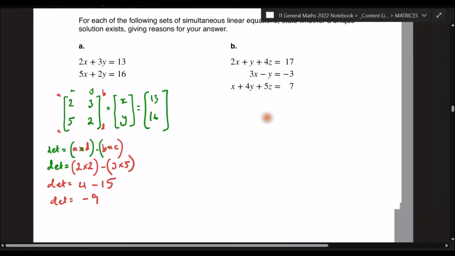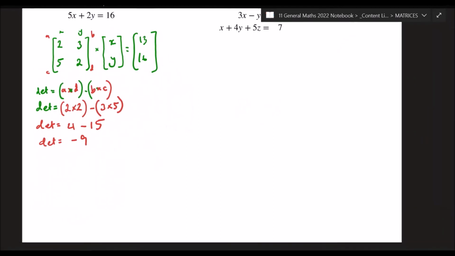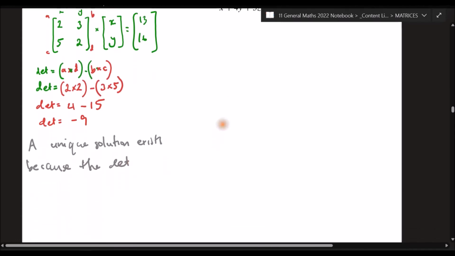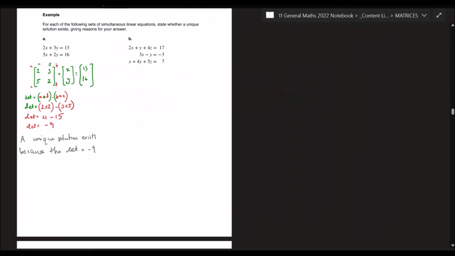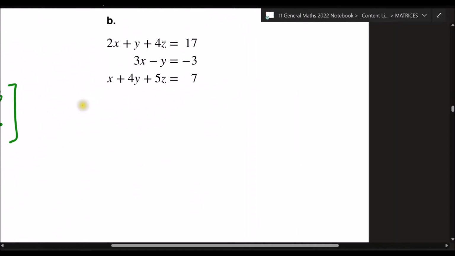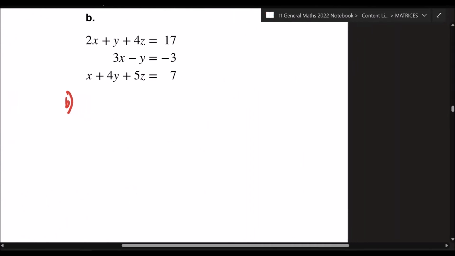So you could say a unique solution exists as an answer, because the determinant of that matrix is equal to negative 9. Okay, let's do B. Same procedure. Let's split this matrix up into its number matrix, letter matrix, and answer matrix. This is going to be a 3 by 3 because there are 3 unknowns that you're looking for.